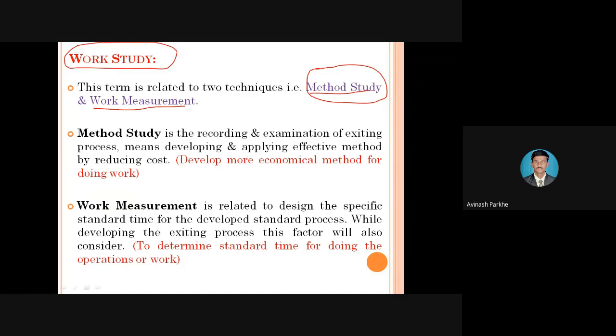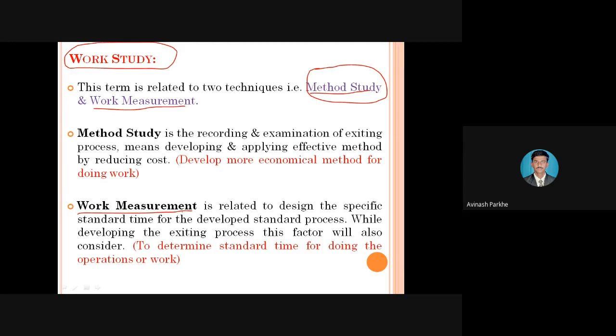But in the concept of method study, we have not thought about how much time is required to perform the operation, or how much time is required to convert the raw material into finished goods. We are only thinking about eliminating the unnecessary operations and developing the new method. But for the new method we develop using method study, how much time is required? The previous method takes 1 hour, but after development, whether the new method takes more than 1 hour or less than 1 hour, that we have to check now, and that will be checked by using the second concept, which is called work measurement.